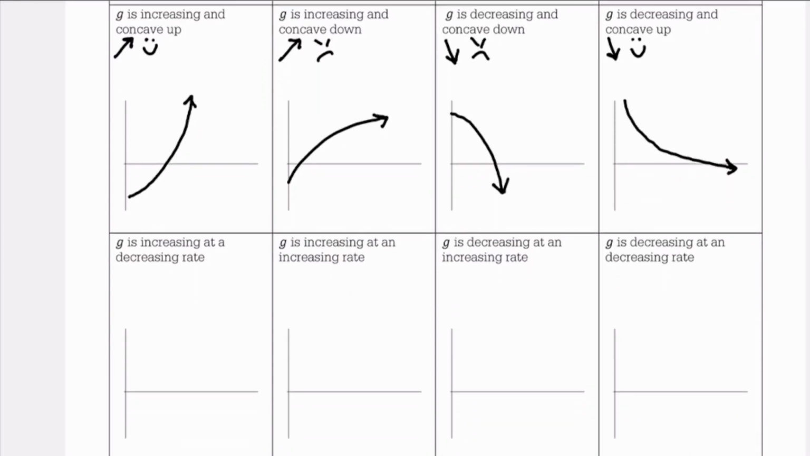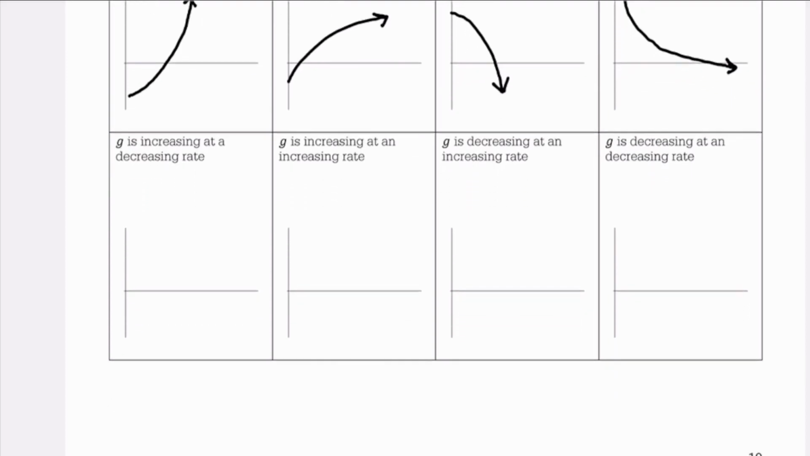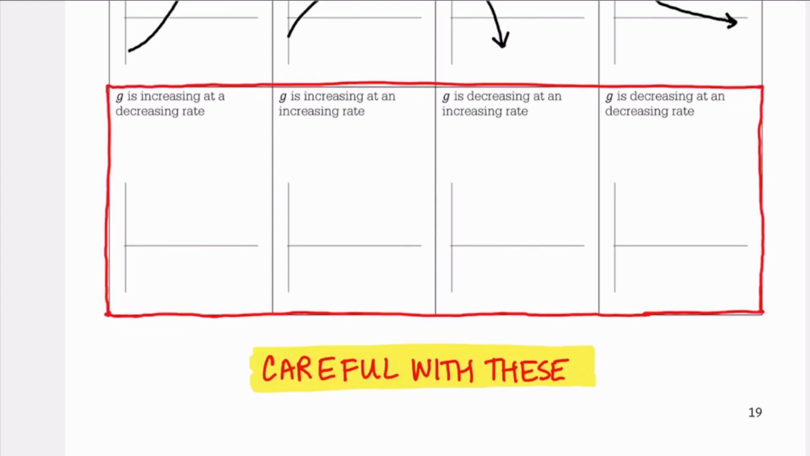All right, now, increasing at a decreasing rate. These are particularly tricky, and I'm not going to try to psych you out or anything. I'm just going to tell you, you should be careful with these. My advice to you, when you're confronted with one of these where the language is a little bit tricky, is to say that the rate is decreasing. Okay, we take that out.